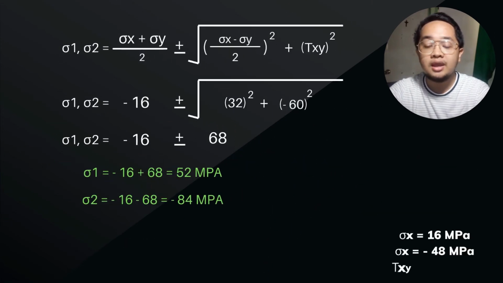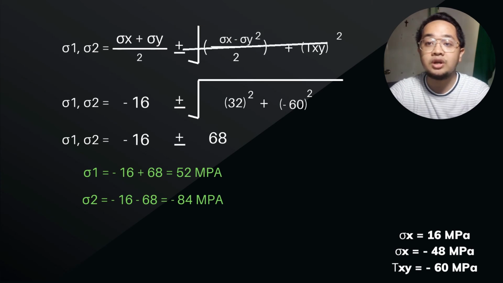So we add and subtract 68 to negative 16. Negative 16 plus 68 is 52. And negative 16 minus 68 is negative 84. Our major principal stress is 52 MPa and our minor principal stress is negative 84 MPa.